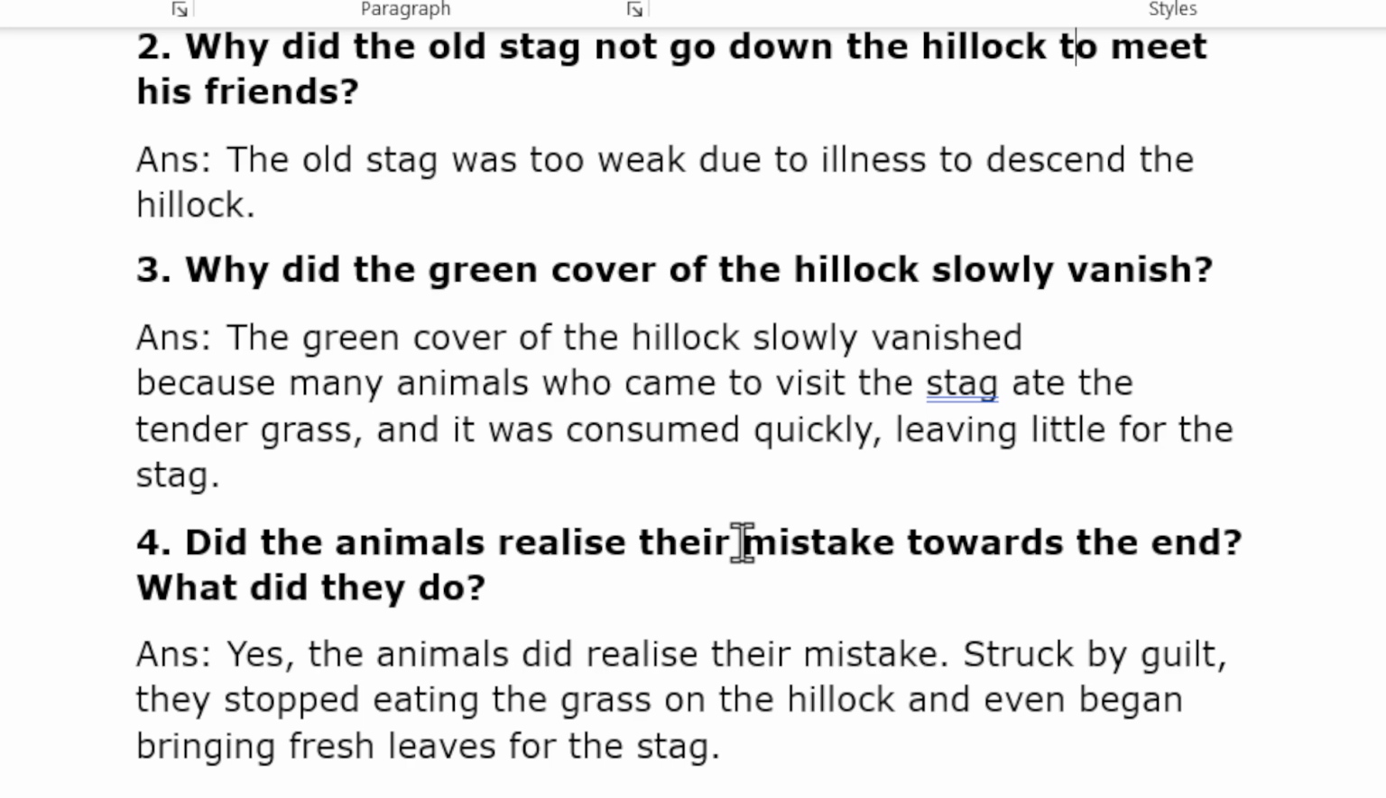The green cover of the hillock slowly vanished because many animals who came to visit the stag ate the tender grass, and it was consumed quickly, leaving little for the stag. Okay. And the fourth question, a very important one.